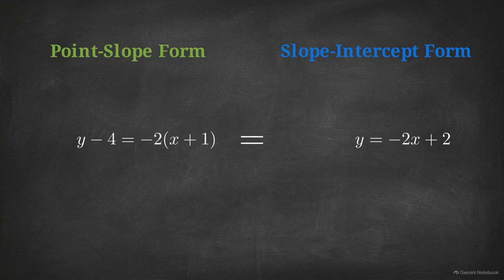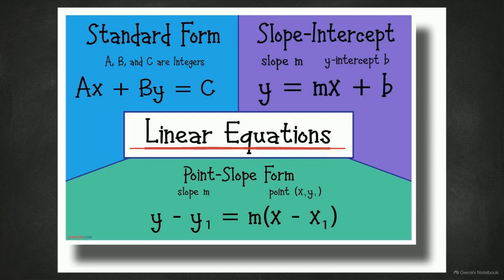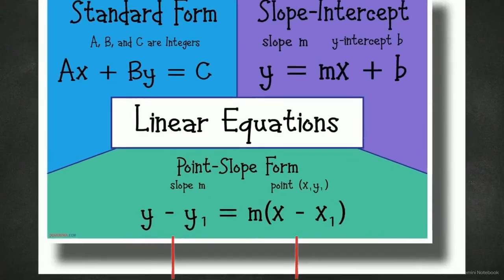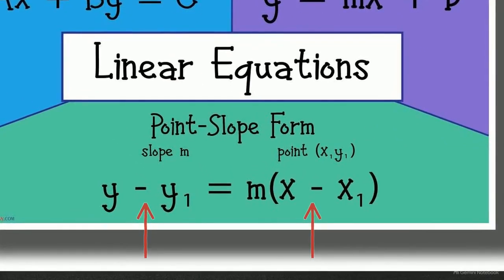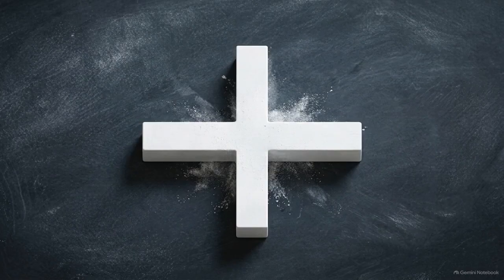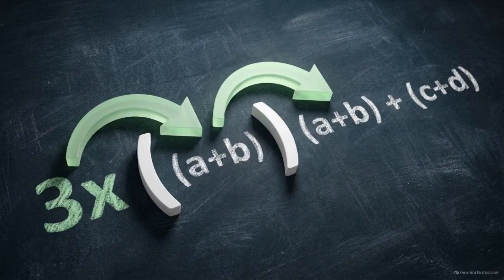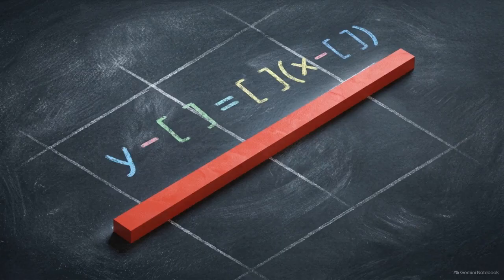These equations describe the exact same mathematical trajectory. They are just rearranged for different purposes. This poster summarizes the 3 primary forms for linear equations. As long as you watch out for that double negative trap, point slope is your most efficient starting tool. Respect the minus signs, know how to distribute, and point slope form gives you a reliable starting point for any linear problem.